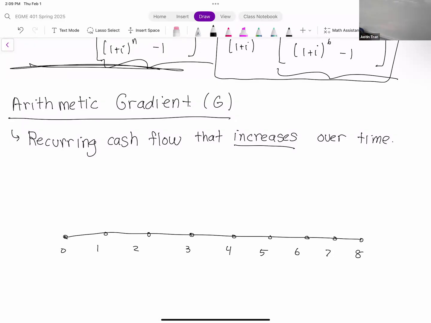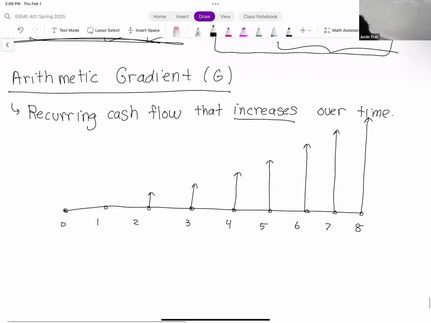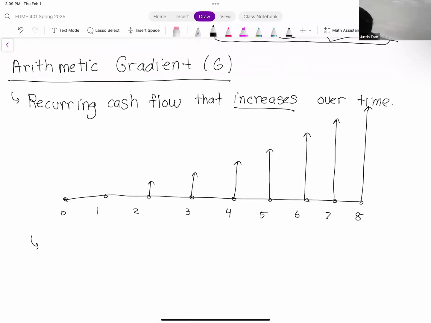All right, and so standard form for the arithmetic gradient actually doesn't start until year 2. So I'll start here. Okay, so it looks like a data signal, right? All right, and so you can see that the amount of cash flow that's occurring in each time period is changing. Okay, and so the thing with the arithmetic gradient is that the amount of increase is the same between period to period.